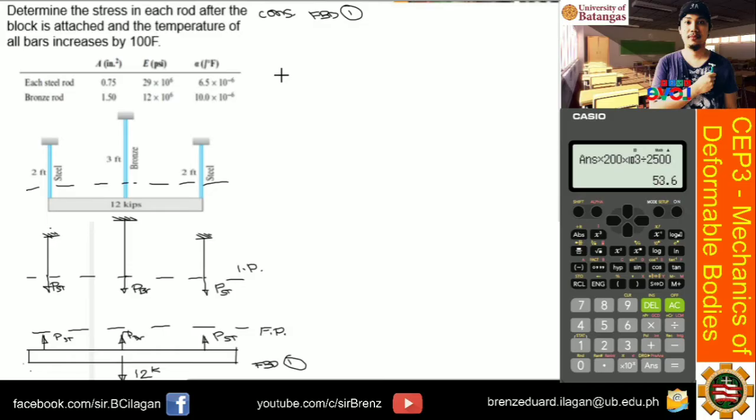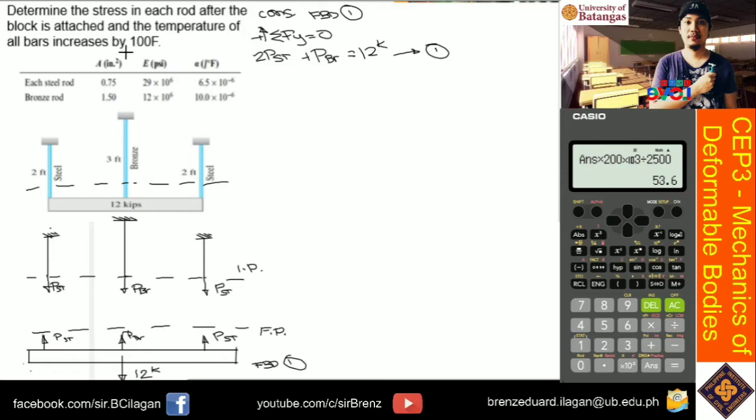Okay, tama. So kapag nag-summation tayo ng forces y o summation ng forces vertical, assuming all upward forces as positive, ano equation mabubuo natin? Di ba 2P steel plus P bronze is equals to 12 kips. So with that, I will name this as my equation number 1. Okay, next equation.